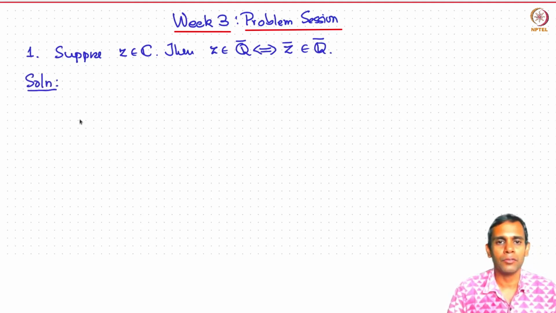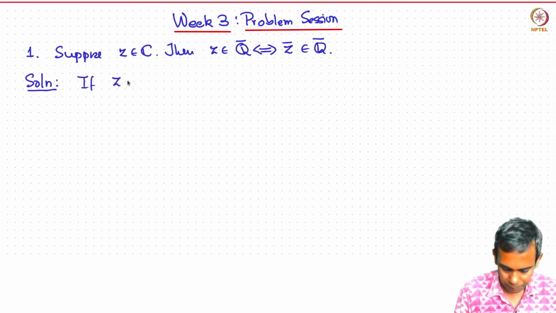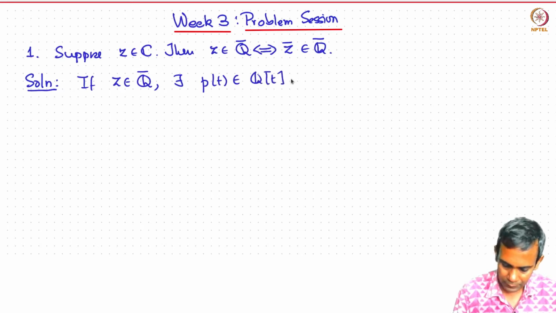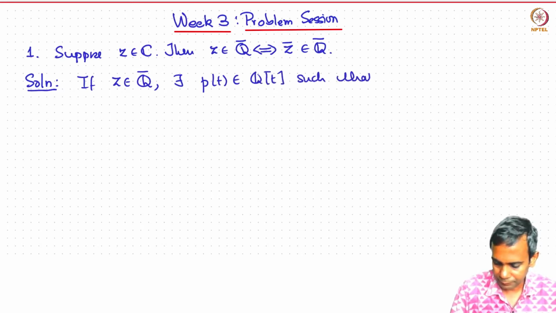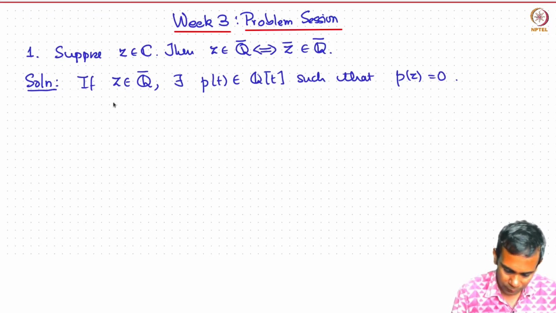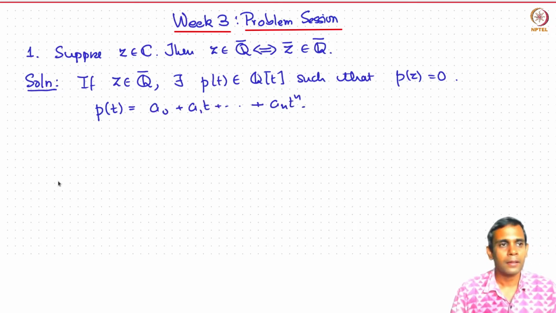If you can't do it, then go ahead and watch me solve it. What does it mean for z to be in Q bar? If z is in Q bar, then there exists a polynomial p(t) in Q[t] such that p(z) is equal to 0. Now let's look at this polynomial. Say p(t) is equal to a0 plus a1 t plus ... plus an t to the power n. Now I claim that p of z bar is also 0.